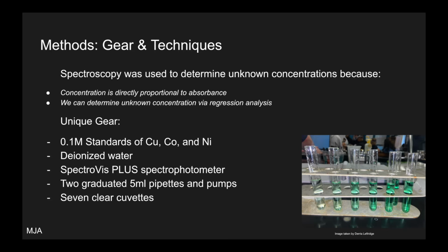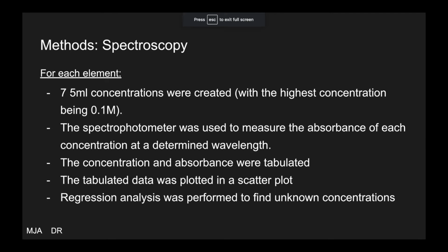Other equipment used in this project included 3.1 molar standards of cobalt, copper, and nickel, 2 5 milliliter graduated pipettes, 2 pumps, and 7 cuvettes. Calculations were performed to determine 7 different concentrations of 3 elements, Co, Ni, and Cu. 7 5 ml solutions of these concentrations were prepared for an element with water, with the 7th concentration simply being 5 ml of the standard.